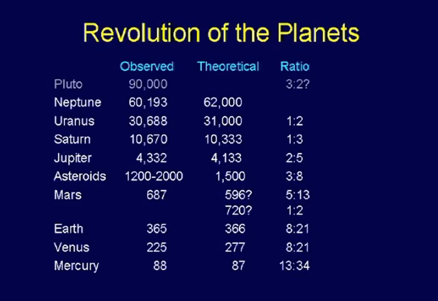And you say, Pluto is too, but in an inverse way, because it's 90,000 miles against Neptune's 60,000, so that's a 3 to 2 thing. But I want to stay out of that for some other reasons. Pluto's a whole other issue.